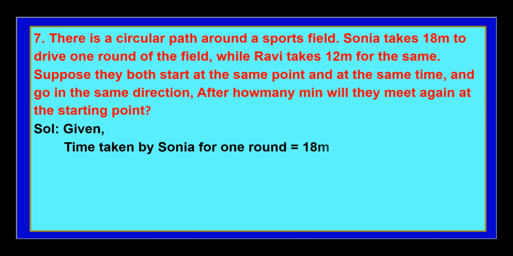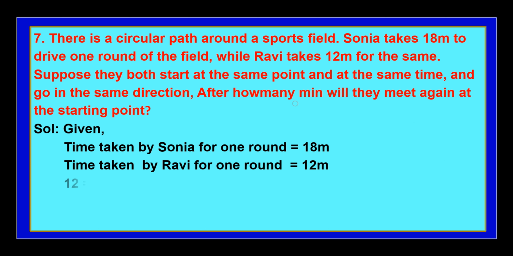Okay. Now let us write what is given. Time taken by Sonia for one round is equal to 18 minutes and the time taken by Ravi for one round is equal to 12 minutes. Now let us find the LCM. In order to find LCM, divide 12 into prime factors, 2 into 2 into 3, and divide 18 into prime factors, it is 2 into 3 into 3.